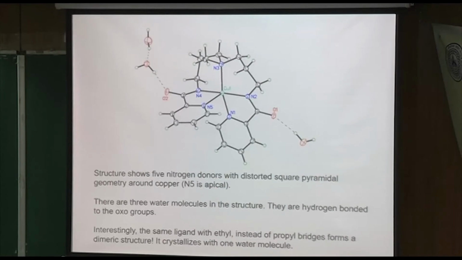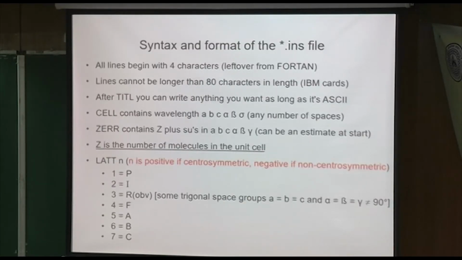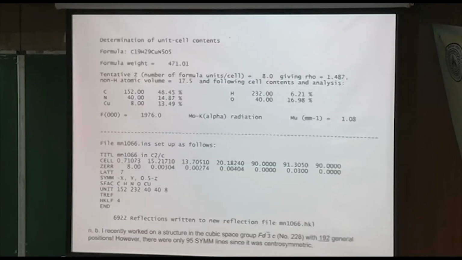Let's go back here. Just wanted to show you. Yeah, we already talked about that. So, I worked on a structure that was cubic, FD3bar C, number 228, that had 192 general positions. It's a good thing the program puts them out for you. There were only 95 lines because of the F lattice and so on.